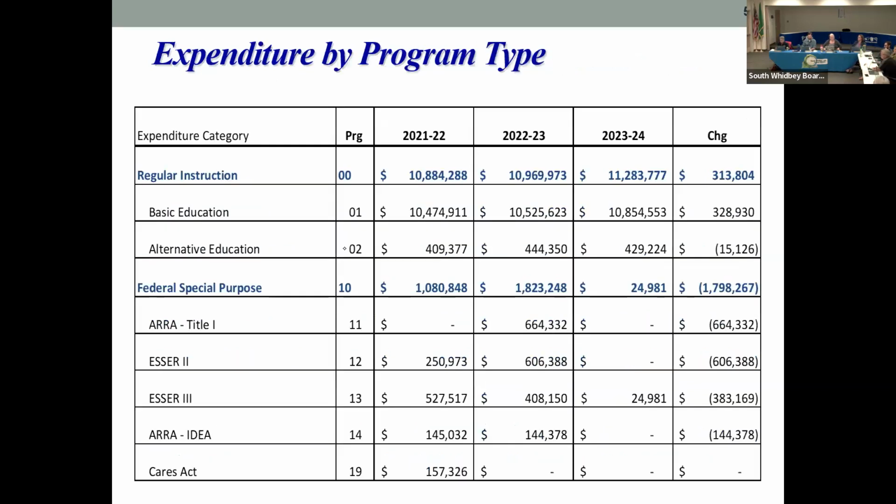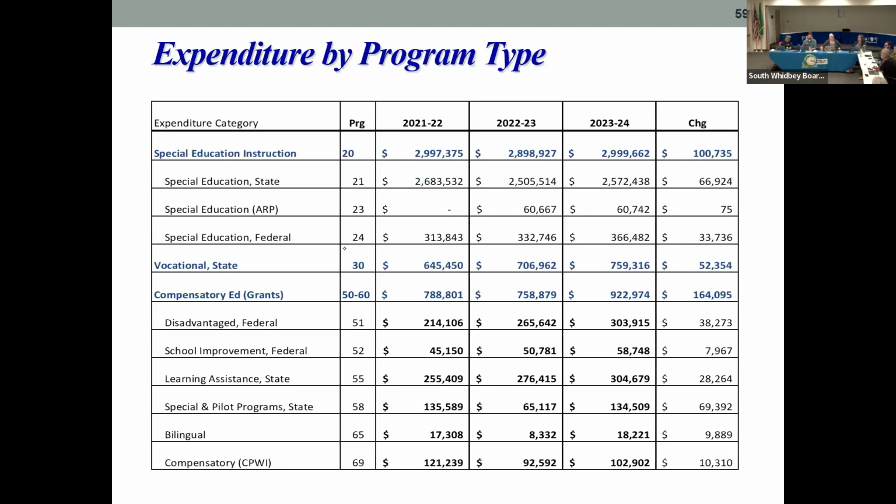So regular instruction is basic education and alternative education. You can see the changes in there. And then we talk about the federal special purpose monies. This is where you see those big reductions. It's those ERA funds, the ESSER funds, CARES Act, all those things, 664,000, 606,000, 383,000, 144,000, big reductions in funding.